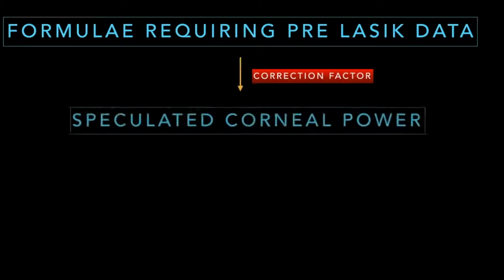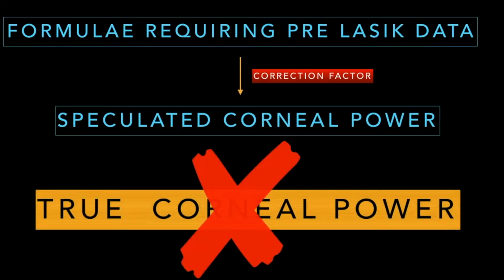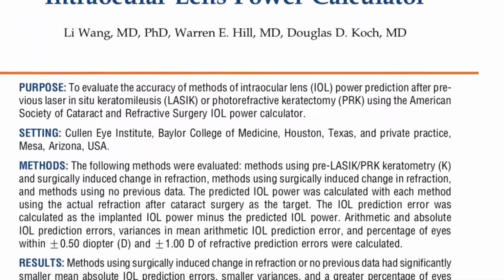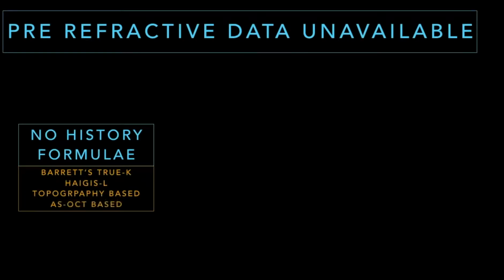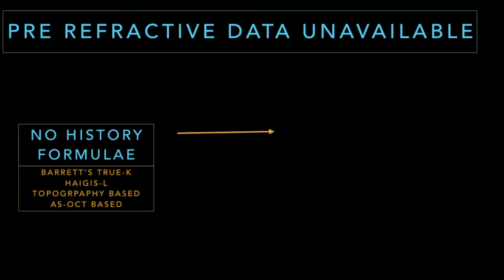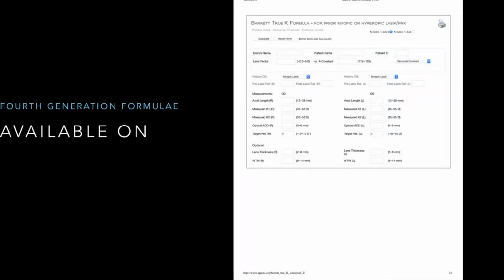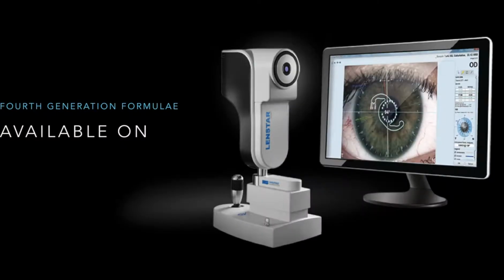However, since most of them are based on adjusting the post-LASIK corneal power using a correction factor without measuring the actual corneal power, they were shown to be less accurate than the newer formulae which did not require previous refractive data. The no-history formulae effectively solve both the previously discussed issues arising after a LASIK surgery, as they employ true corneal power measurements or are based on either of the fourth generation IOL formulae. Most of the formulae are incorporated in the current online calculators and modern optical biometry devices and may be suitably used depending upon the technology available.